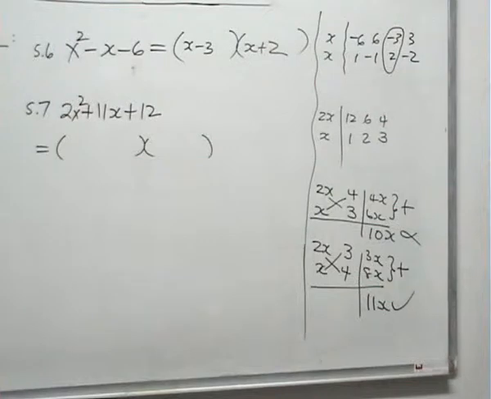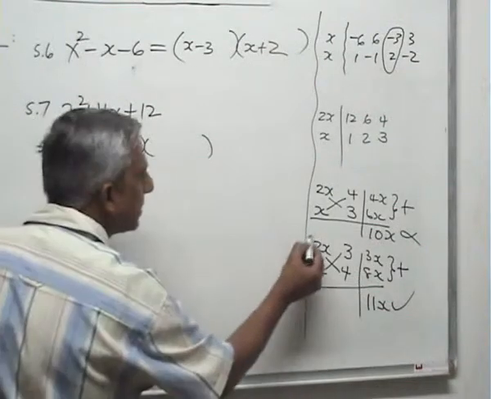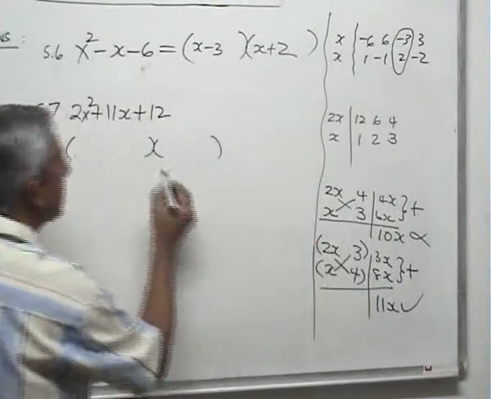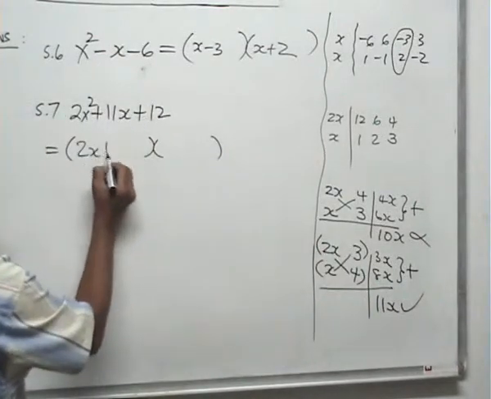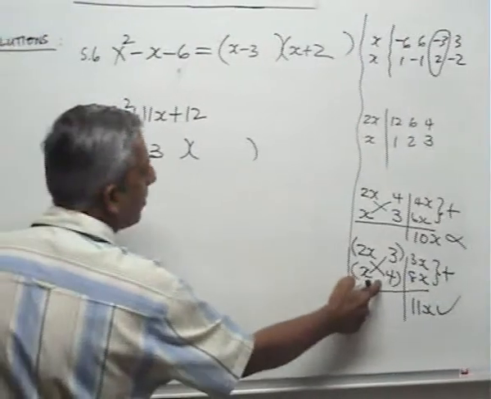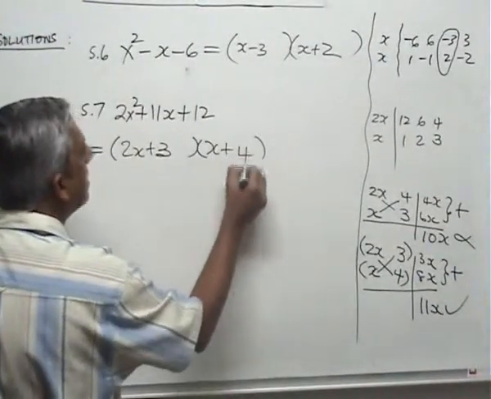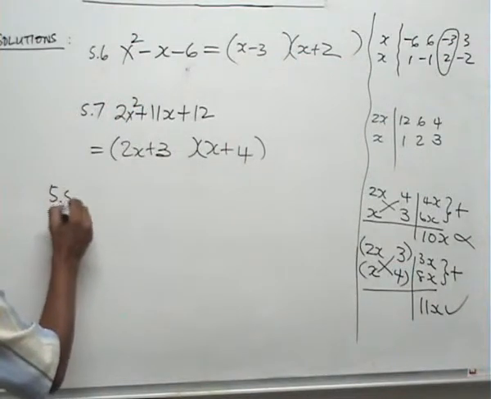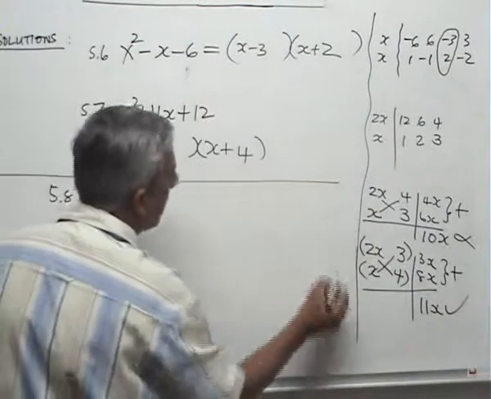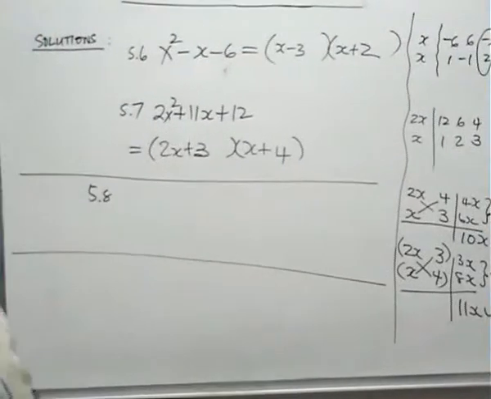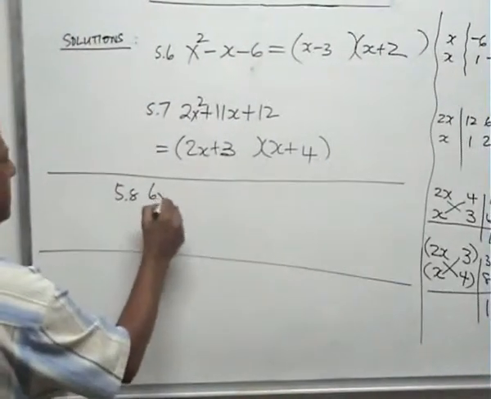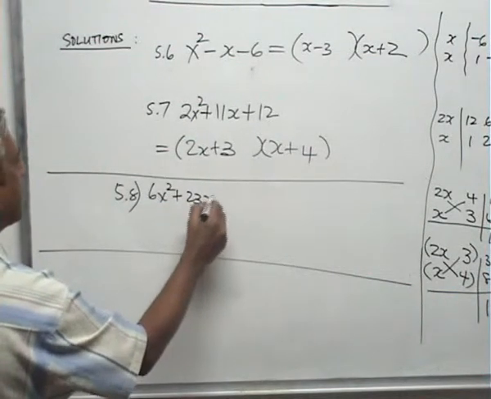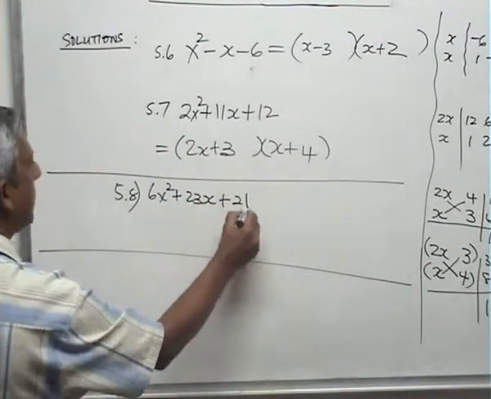So be careful now. The top two will go in one bracket and the bottom two will go in one bracket. So what's the top two? The top two is 2x plus 3. What's the bottom two? X plus 4. Right, and now we do 5.8. You got 6x squared plus 23x plus 21.